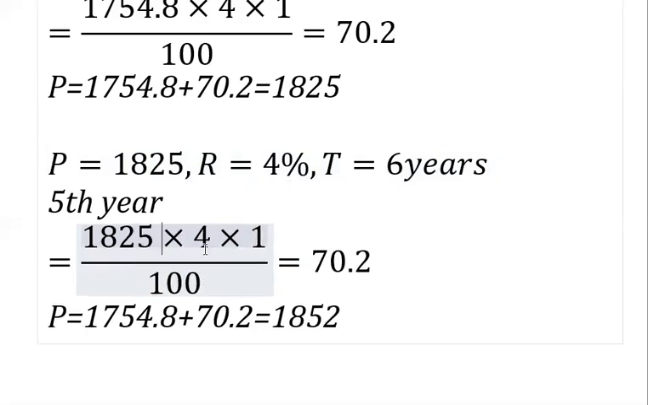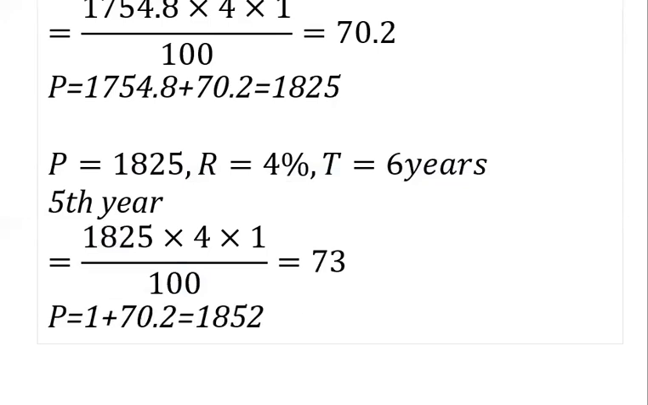Great. 1825 times 4 times 1 divided by 100 will give us 73. Great. So our new principal will now be 1825 here, plus our new interest, which is 73. Awesome. If you add 1825 plus 73, it gives you 1898. Awesome. So you can see at the end of the 6th year, we've been able to get the accumulated, that is the compound interest, which is 1898.